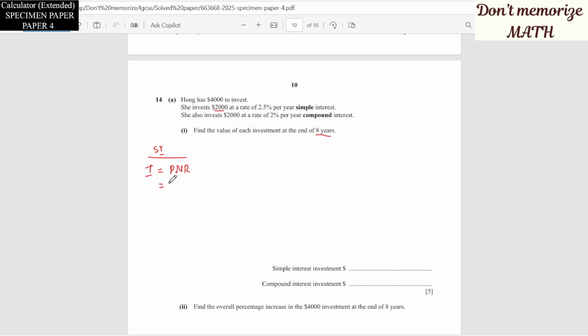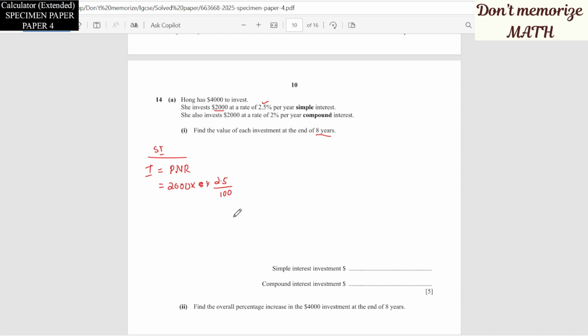She invested 2000 times N, the number of years she invested, 8 years, times R, the rate that is given, 2.5. You can directly use the percentage sign from the calculator, otherwise you can write 2.5 divided by 100. 2.5 percentage is the same as 2.5 divided by 100. So use the calculator: 2000 times 8 times fraction button 2.5 divided by 100, or 2.5 percentage directly.